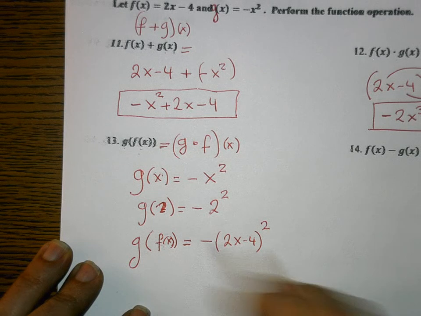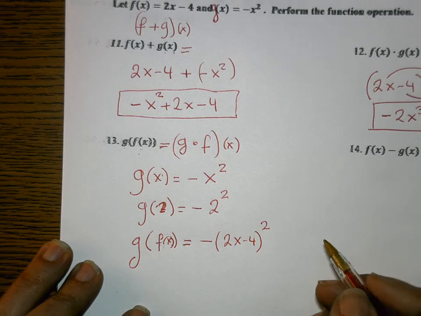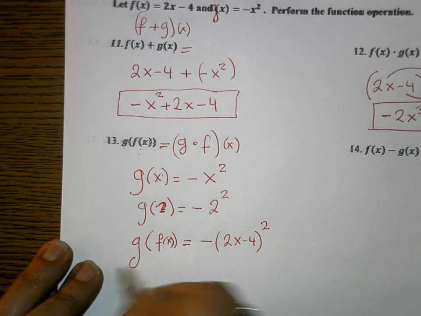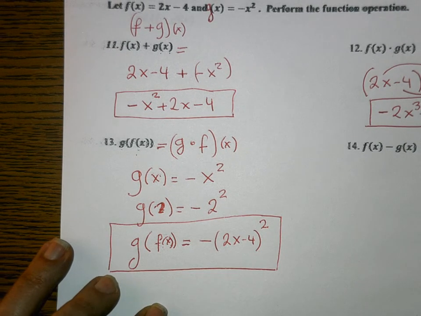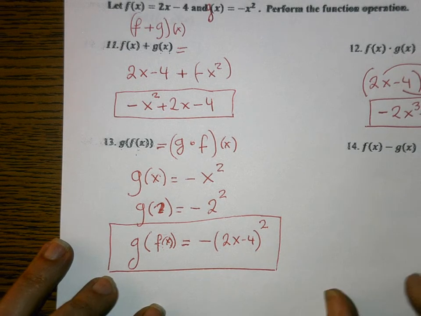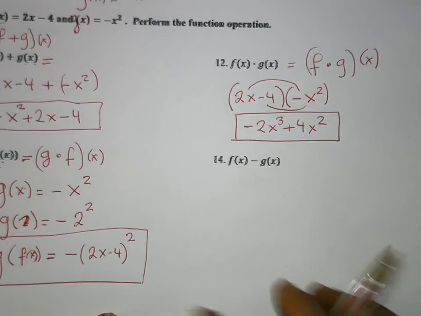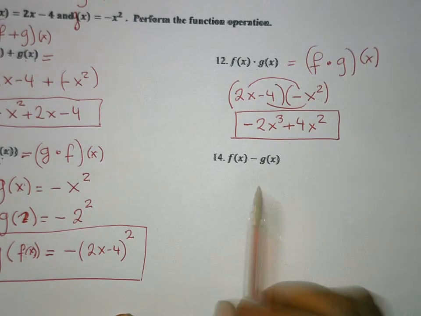If you need to clean up a little further, you can. I am actually satisfied with this answer right here. You made a composition of f of x inside of the function g of x. Now this one, number 14, is just a subtraction.